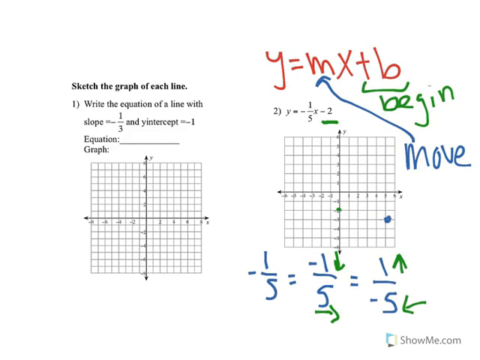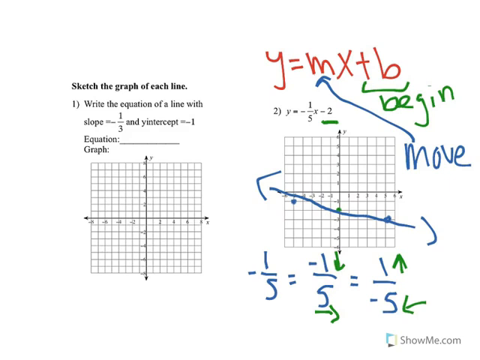You could also go up and left. Up 1 and left 5 will give us that point right there. And then you connect them to make your line. So with question 1, it's the same idea. The information is just given to you in a different format.